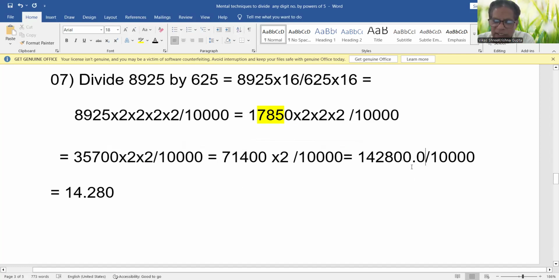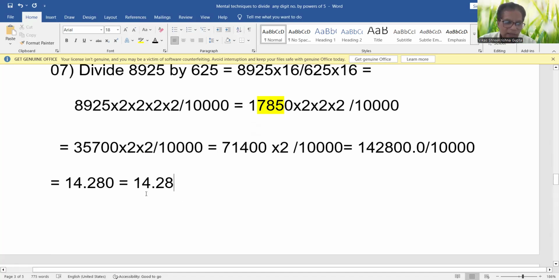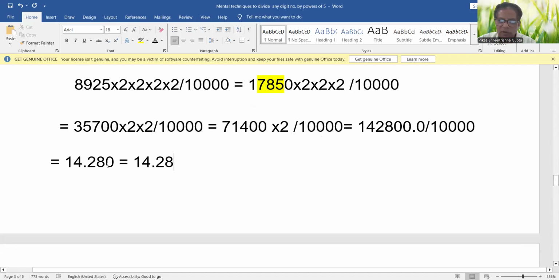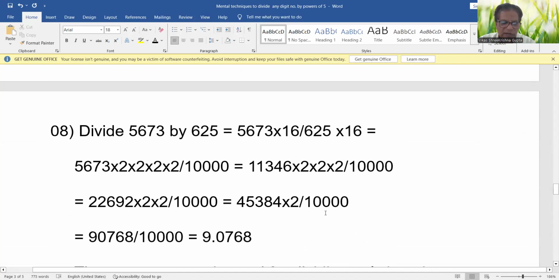It means I have to shift the decimal 4 digits to the left side. 1, 2, 3, 4. So the answer is 14.280, or you can simply write it as 14.28. 14.28 is also a correct answer, because the 0 over here has no value. So the answer is 14.28. Right? I've shown you, in the same way you can multiply 5673 by 625.